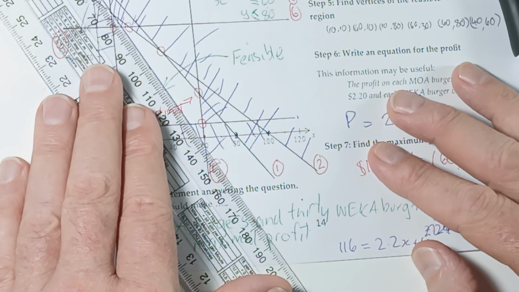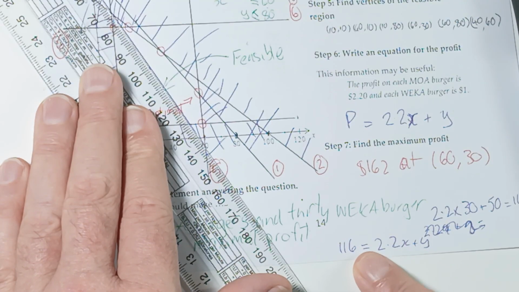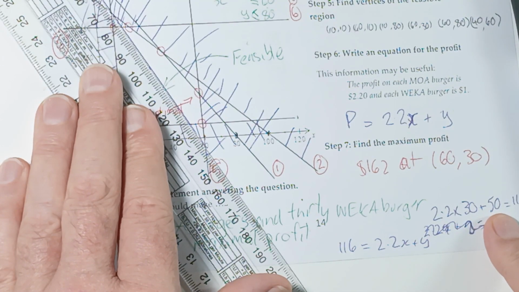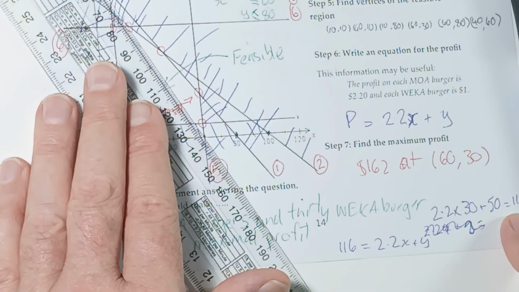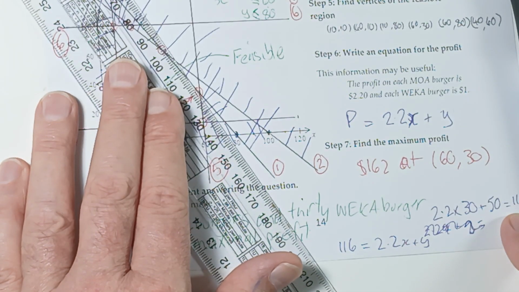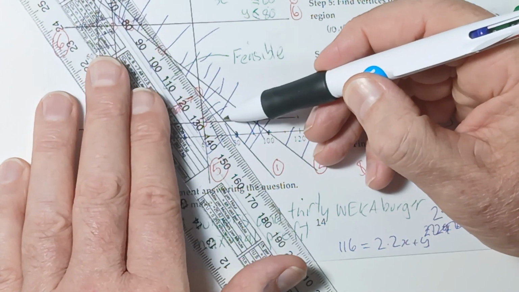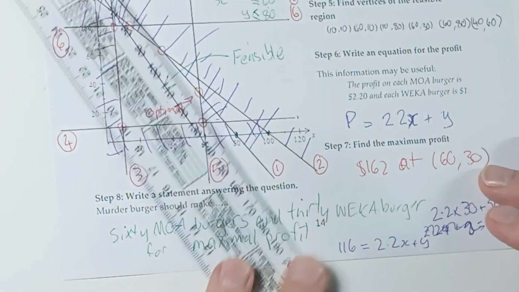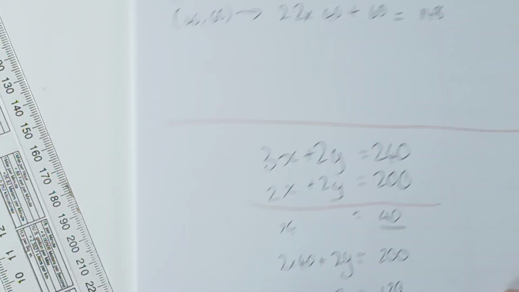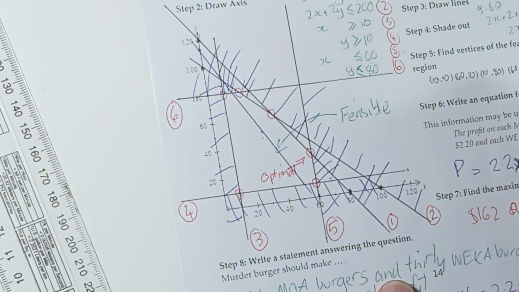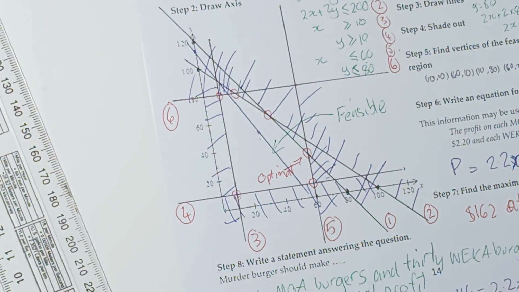So there it is. It would be $116 if they chose 30 and 50. We keep sliding the profit up until eventually we get to the maximal profit, which was 162. And it tells us how many burgers we actually need to make. The actual profit line intercepts would be identical to our answer, 60, 30. So that is a complete problem taken through all the way to merit.